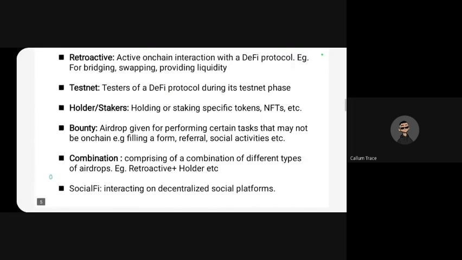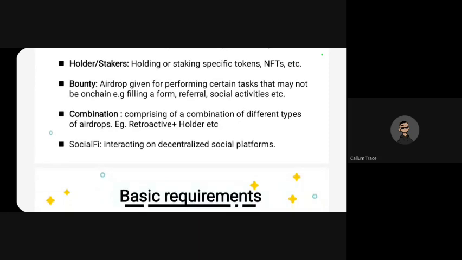So okay, I mentioned bounty airdrop. This kind of airdrop is given to you for performing a certain task. So a project can say, okay, like our social media, do this, join our Telegram, do this, do that, fill a form, social activities, and they give some airdrops.